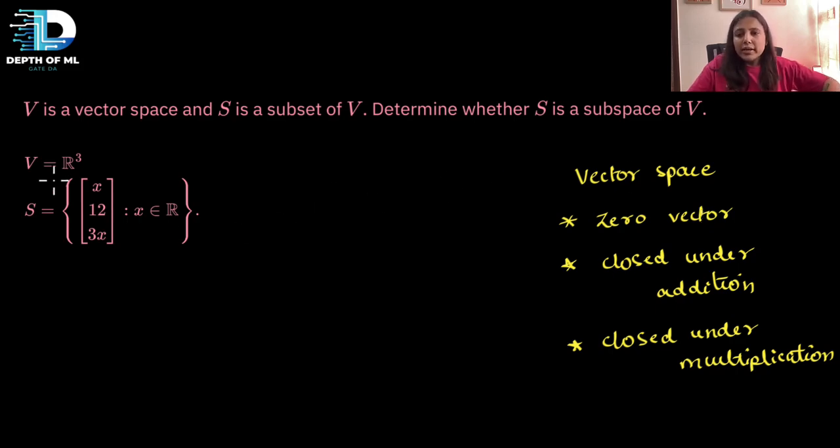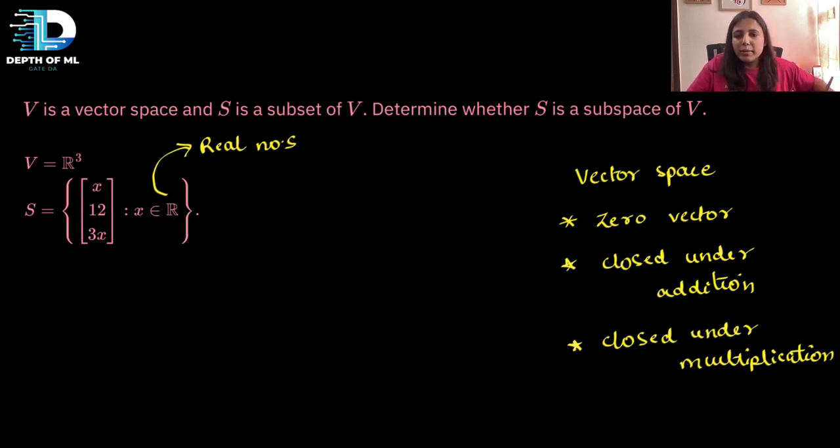Fine. Now let's start with this. This is the original vector space, which is R3. Now they have defined a subset. We don't know yet whether this is a subspace or not. They have defined a set of vectors that take this form: x coordinate, then 12, and 3x, where x belongs to R. This is the real number line, all the real numbers. R is basically the real numbers.